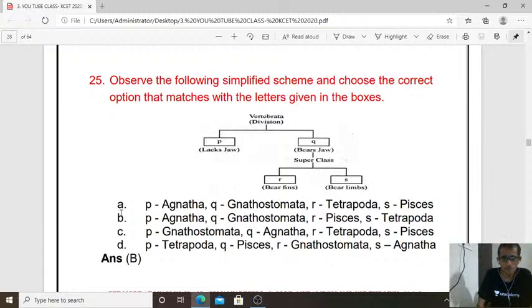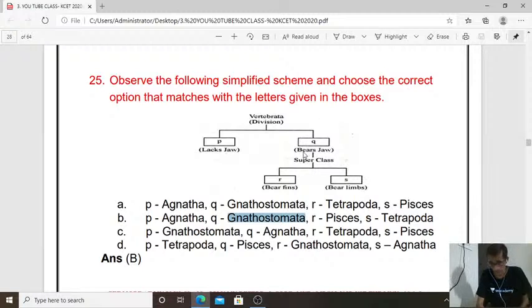Observe the following simplified scheme and choose the correct option that matches with the letters given in the boxes. So, classification of Vertebrata. B is the right answer. Vertebrata is divided into two important groups based on presence or absence of jaws. The one which lacks jaws is Agnatha, and with the jaw is Gnathostomata.